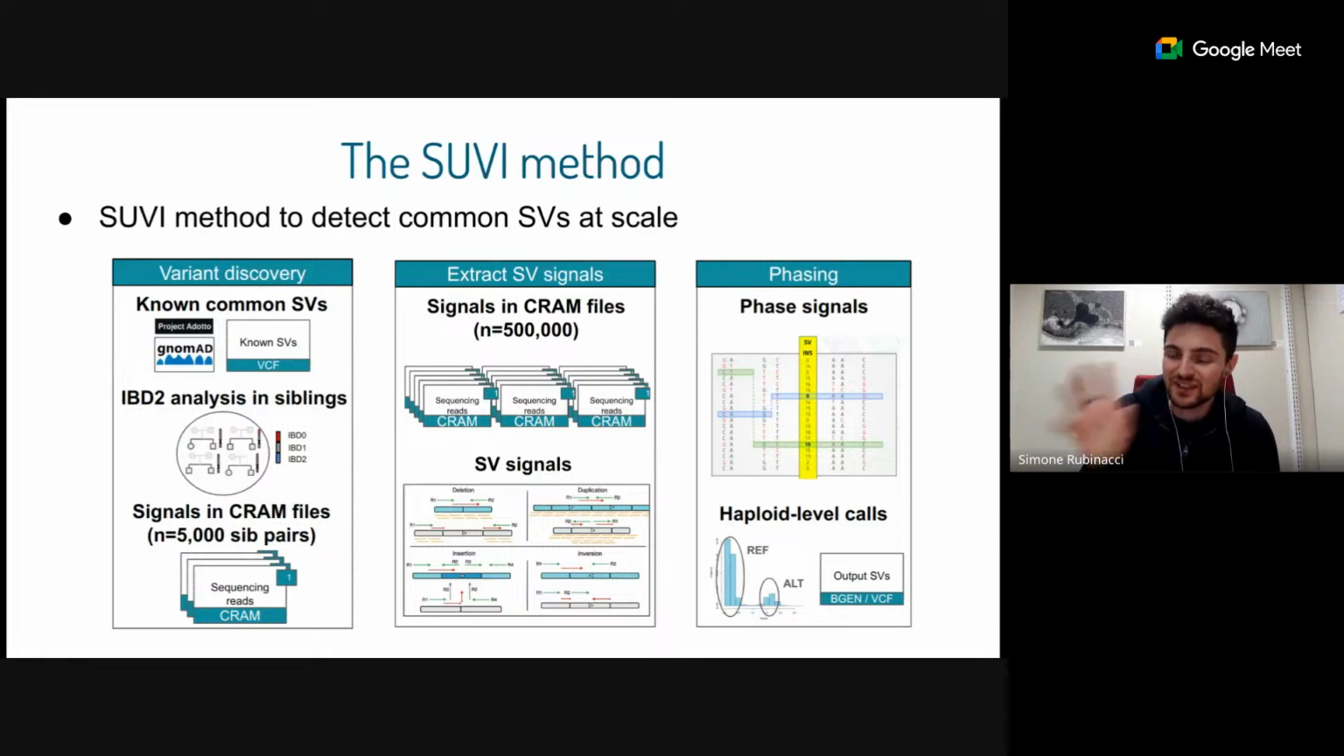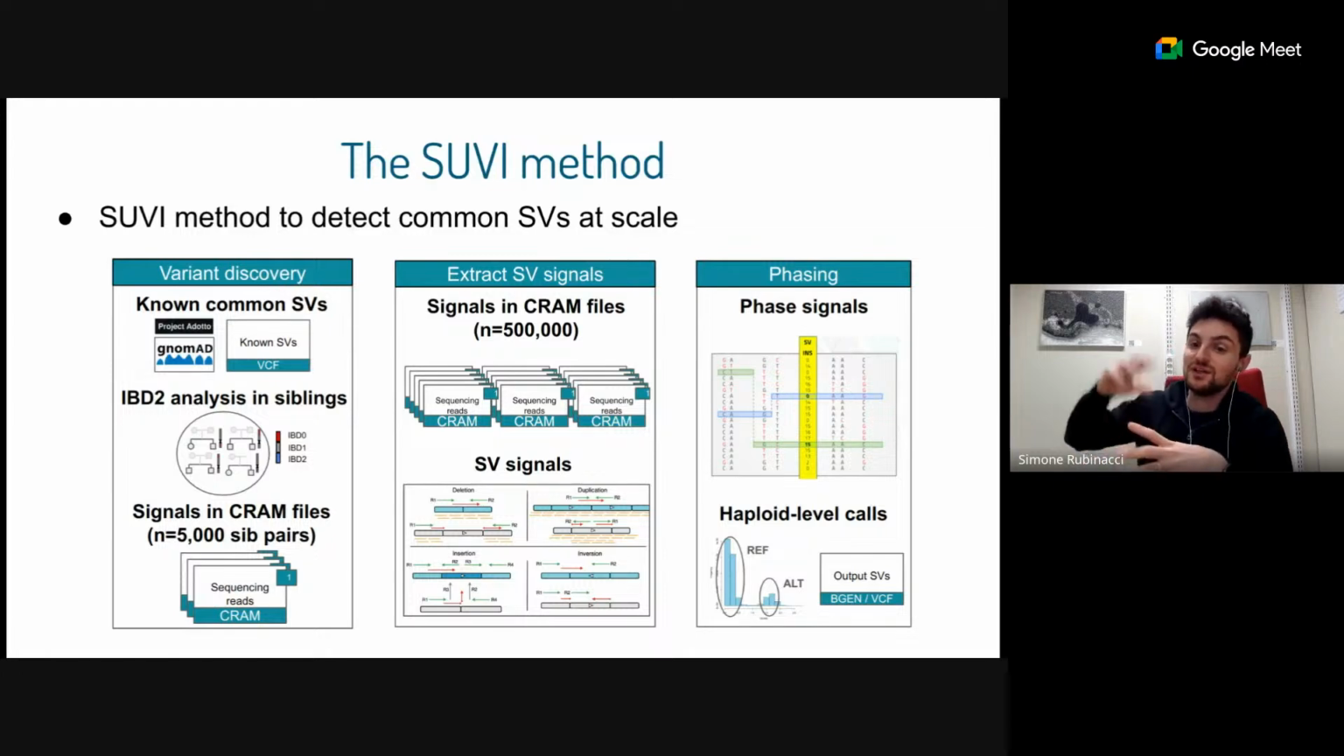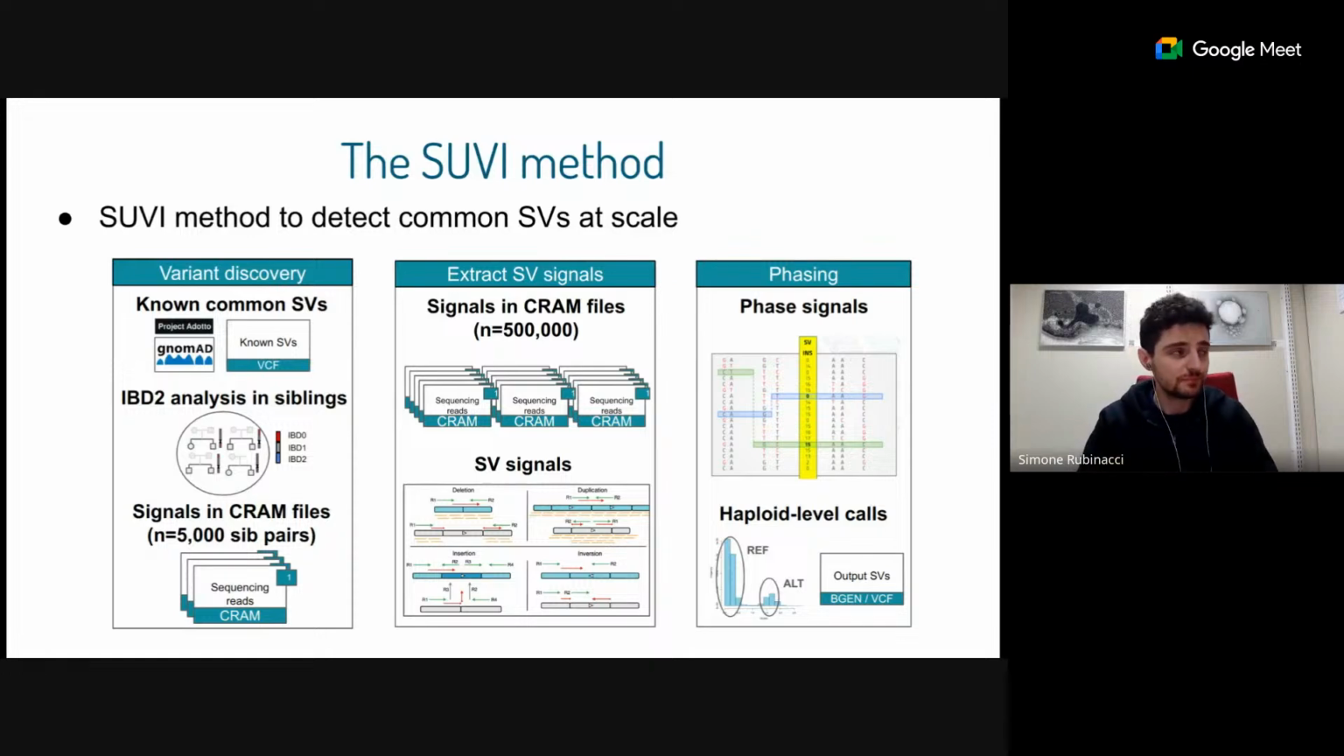I'm not going to go into the details of how we perform detection for the sake of time, but the key idea is that we can use structural variants that are known, but we can also perform structural variant discovery by just binning the genome and looking at the structural variant signals. And we have a way, by looking at siblings, a correlation of IBD2 segments, so segments where siblings share both haplotypes, as if they were monozygotic twins in this region. We can look at whether there is inheritance. If these signals are shared, then it shows that this is inherited.